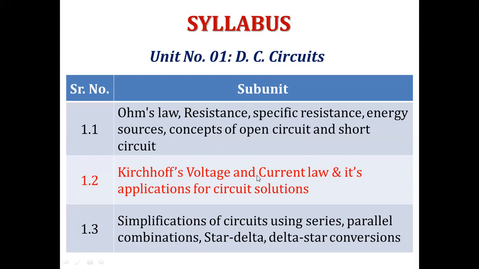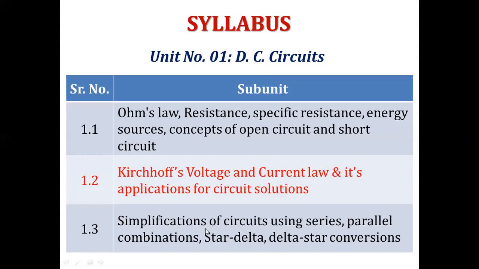The third part is simplification of circuits using series parallel combinations. Suppose 100 resistances are connected in series, and we have to reduce them to one resistance. That is called simplification. Simply, we have to calculate the total resistance of the circuit, the total current, and the total voltage of the circuit.